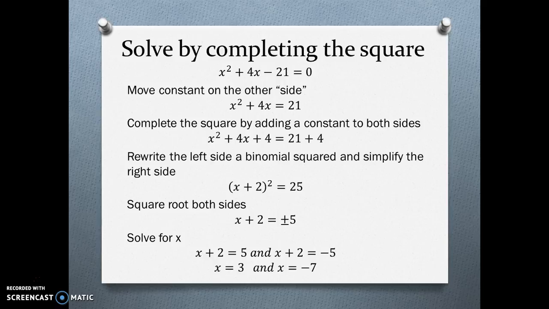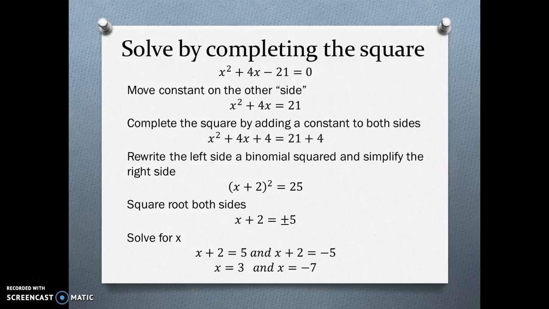So just like in class, we did x squared plus 4x plus something is equal to 21 plus something. Where did I get these 4's from? Well, I took 4, that's with the x, divided it by 2 and squared it. 4 divided by 2 is 2, 2 squared is 4. Since it's a balancing act, I'm going to have to add 4 to both sides of my equation.